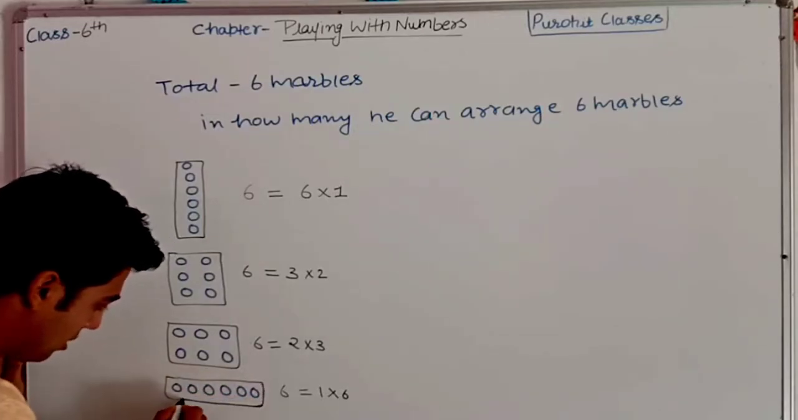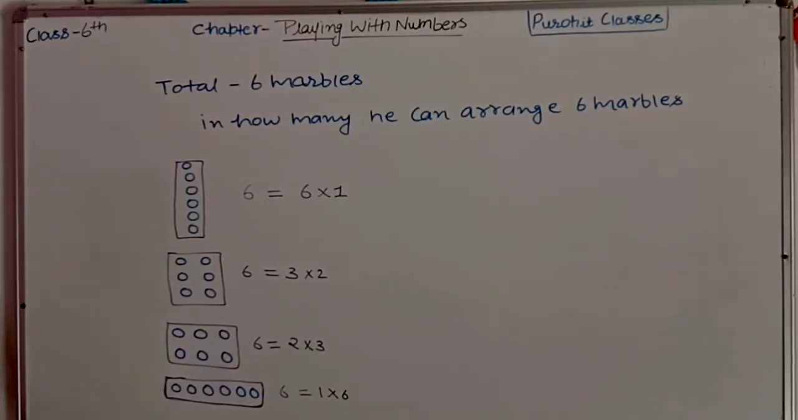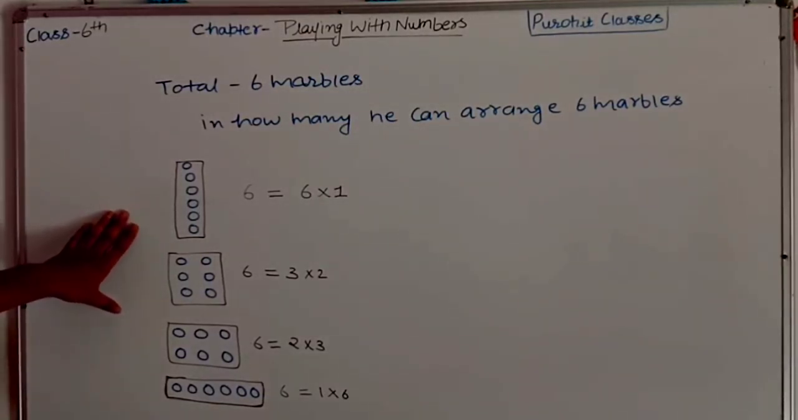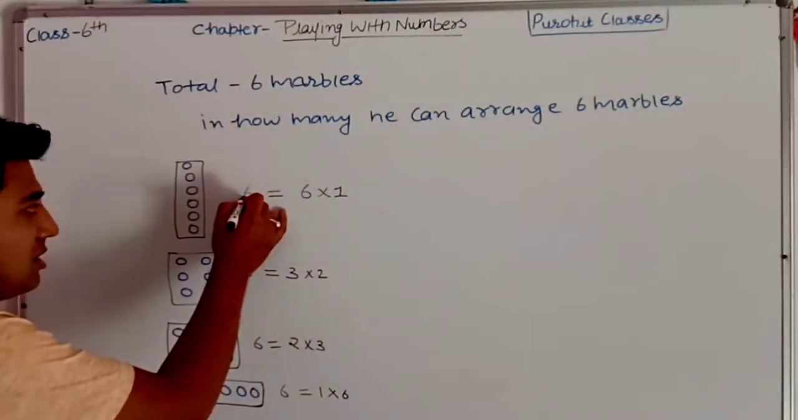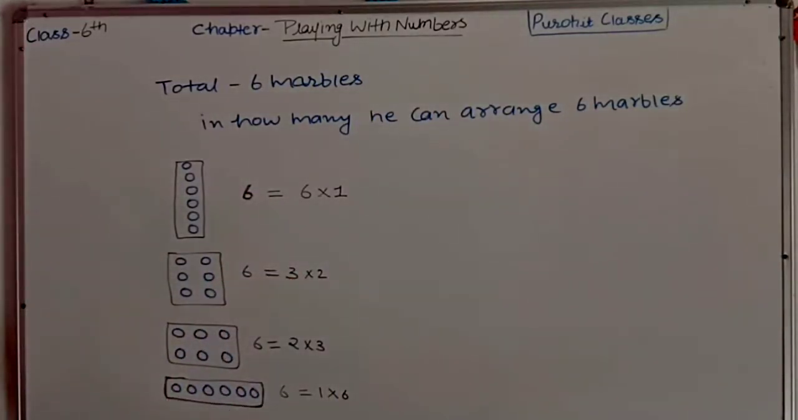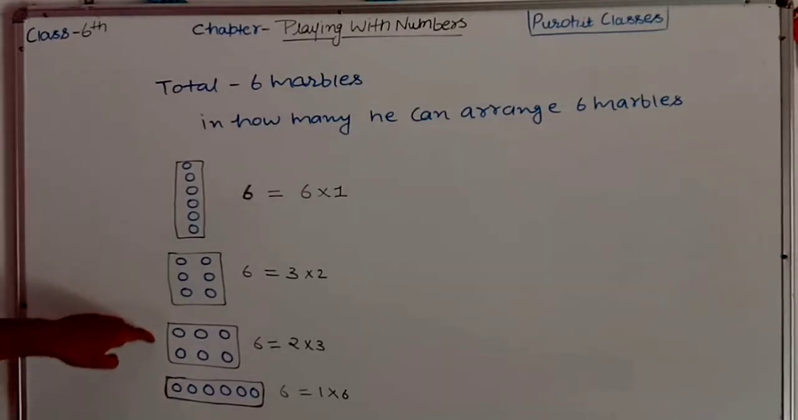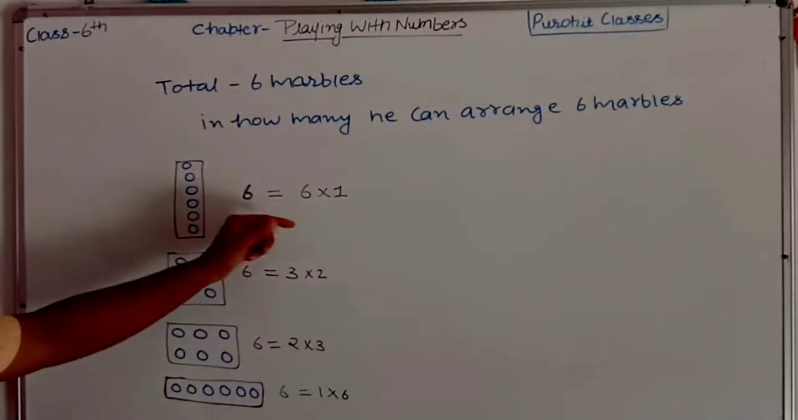Okay. So do you think there is any other way in which 6 marbles can be arranged? Like if you want to arrange them in 5, is it possible? No. You can try yourself. Just have a try and tell me. The answer will be no, it cannot be arranged. Getting or not? So how many ways do we have? 1, 2, 3, 4. There are 4 possible ways in which 6 marbles can be arranged.